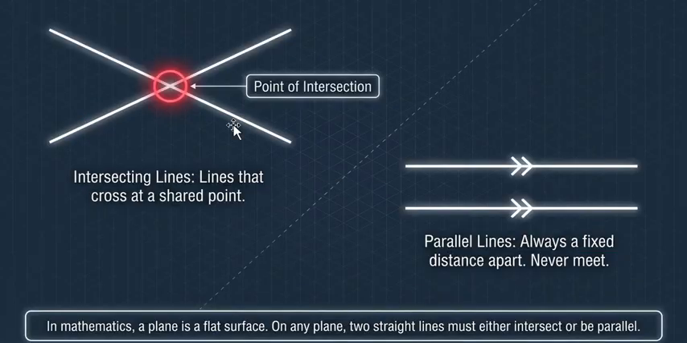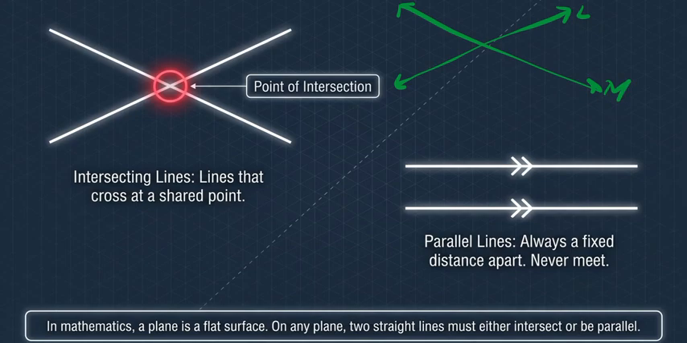So next is our intersecting lines and parallel lines. You know about the line. This is the line which has no starting point and no ending point. These are the two lines, L and M.